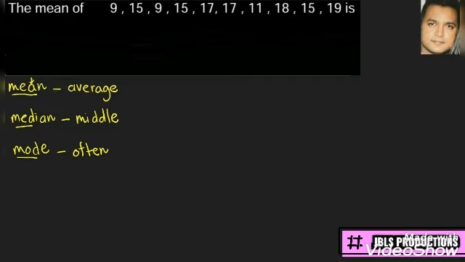So remember that the average is to add up all and divide by the number of numbers. So adding these numbers above, and we'll keep in mind that there are 10 numbers, right? So we will divide by 10. So let's add these numbers up, which should be 9 plus 15 plus 9 plus 15 plus 17 plus 17 again plus 11 plus 18 plus 15 and plus 19.